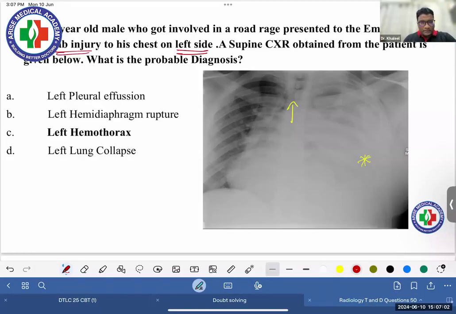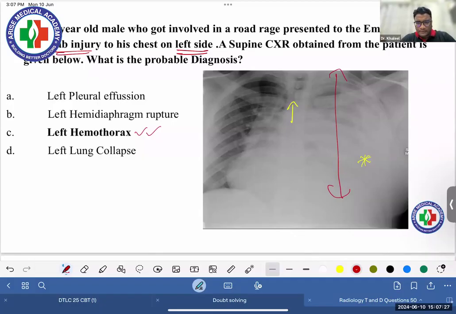So when there is an opacity, that means there is fluid there. If it was pleural effusion, it would not be due to a stab injury. But if it is hemothorax, it can occur due to road traffic accidents or stab injuries. And being a supine patient, the haziness spreads all through the chest wall. So the entire left hemithorax is appearing opaque.